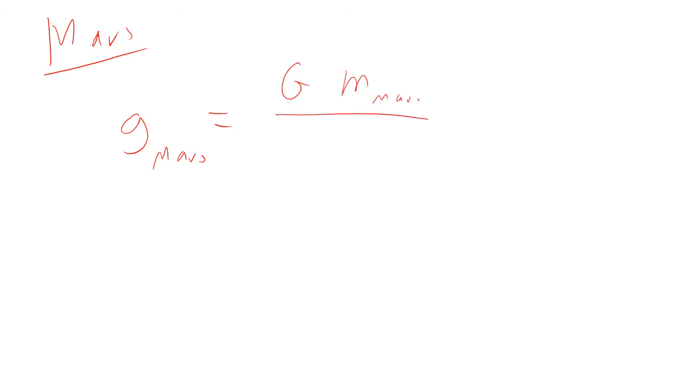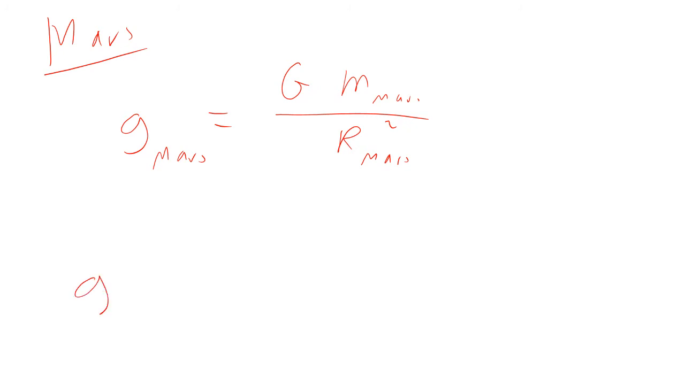Well, let's talk about Mars. What would be the acceleration of gravity on Mars? Say you want to go to Mars. How much do you weigh on Mars? How do we find the g on Mars? Well, g on Mars is equal to capital G times the mass of Mars divided by the radius of Mars squared. In fact, this would be true for any planet.